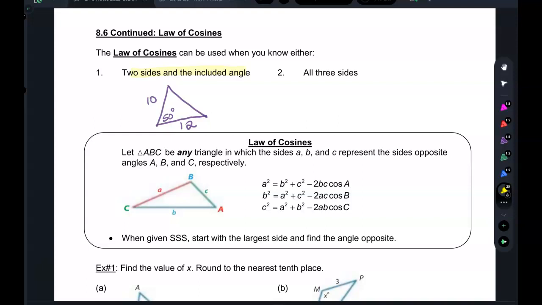Is it okay? Tangent is just sine over... No, I would say the sine is the most important. Cosine 50 over x. Wait, yeah.